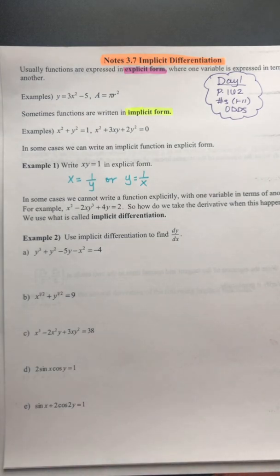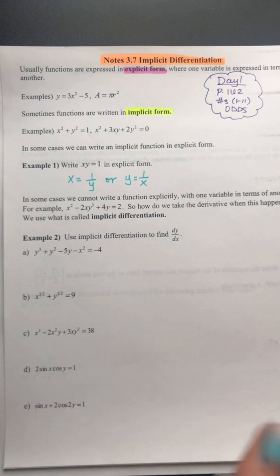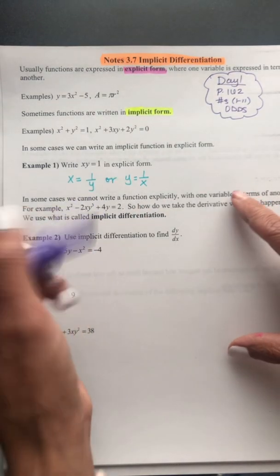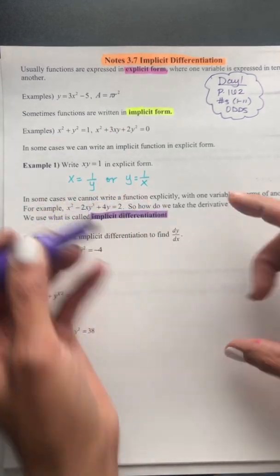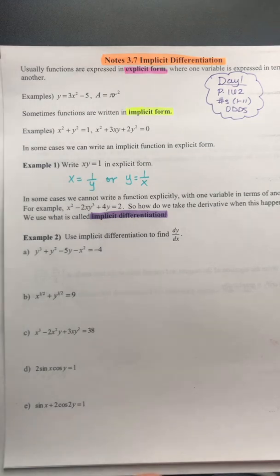And when we take a derivative, when there's more than one variable, we have to be very specific about what variable we're taking the derivative of. x is what we normally take a derivative of, so anytime it's a different letter than x, we have to specify that. That is called implicit differentiation, and that is what this lesson is about today. It's easier to explain what implicit differentiation is by doing it.